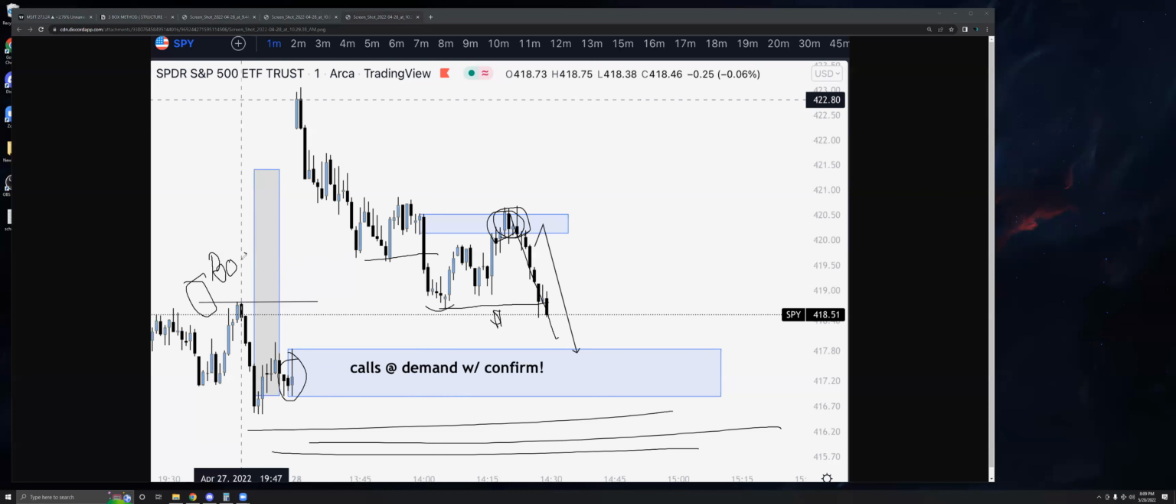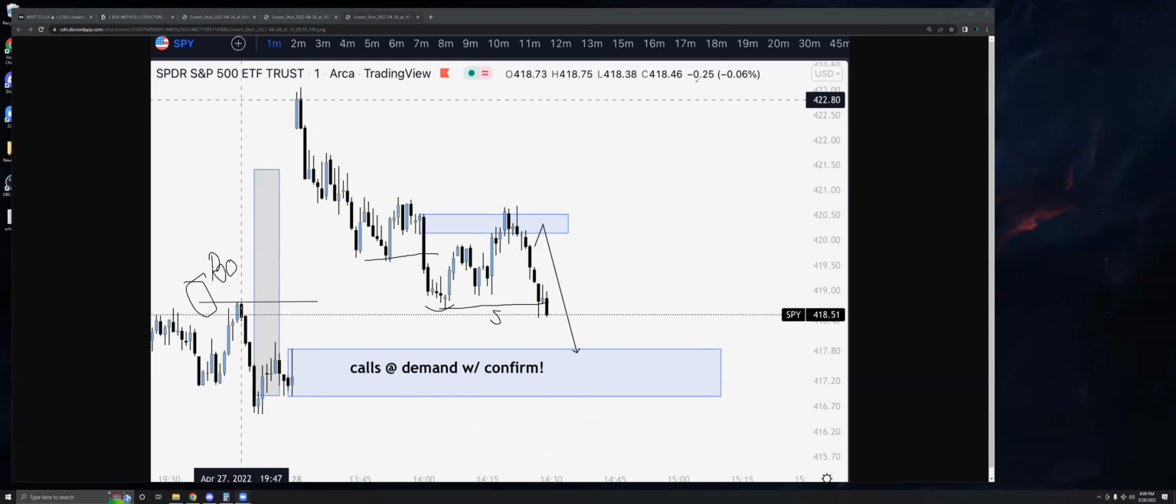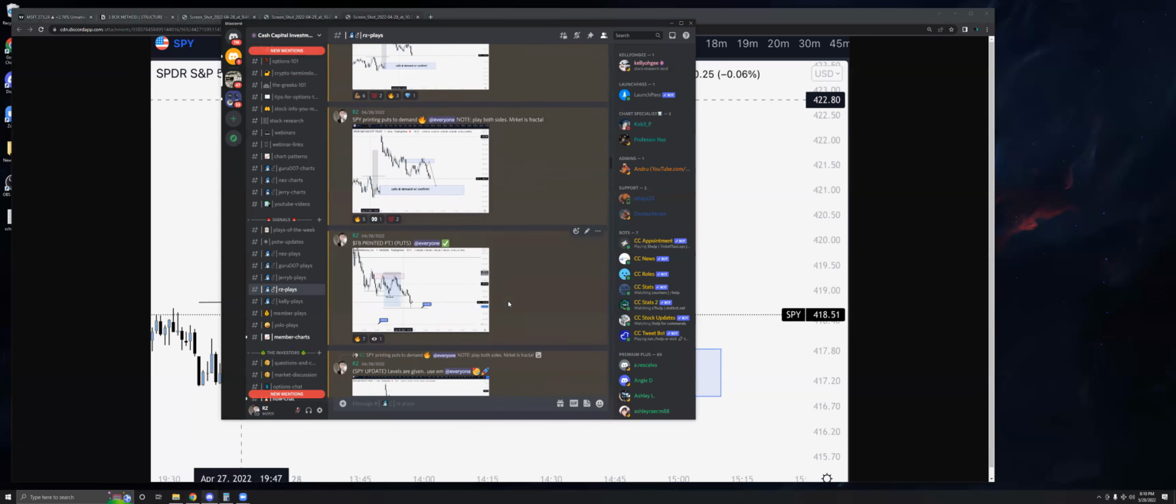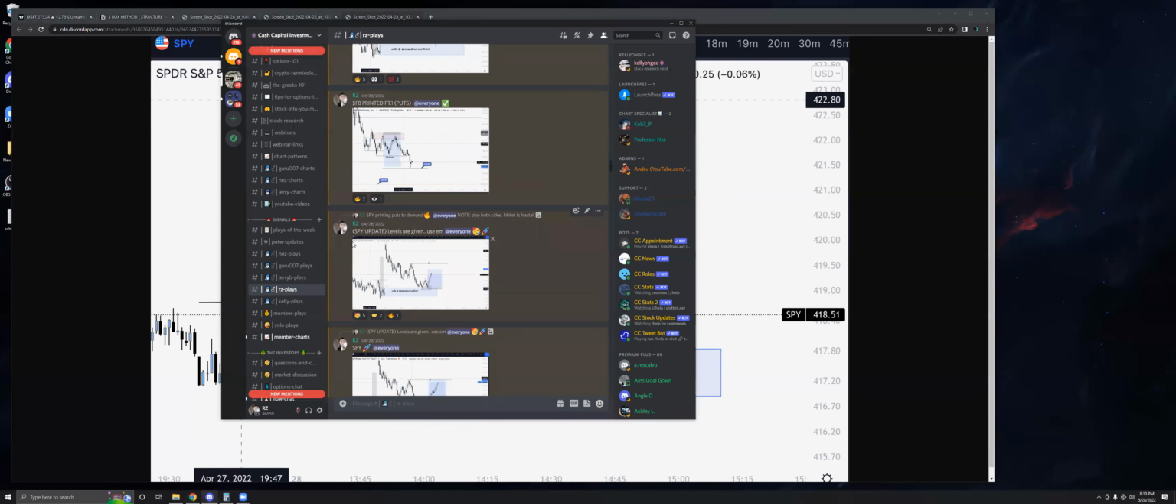We already see that this right here broke structure. This gives an impulse move to the upside. Price is just coming right back down to tap in and then to see a run up. That's it. So let's look over here, the next updates. I kept updating this one. So look at this one, SPY updates.